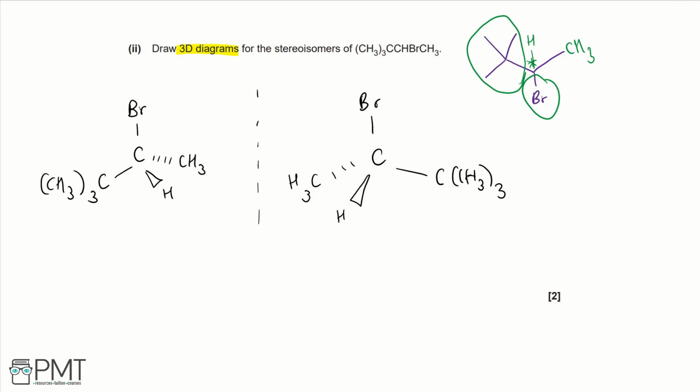And to get the mark for this question, you need to have both 3D diagrams. If you've only drawn one, that's going to be 1 mark. To get 2 marks, you need to draw both of them.